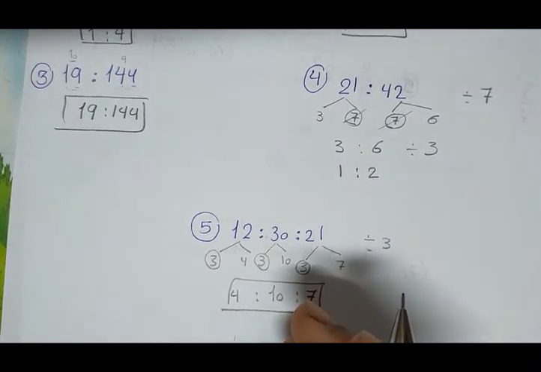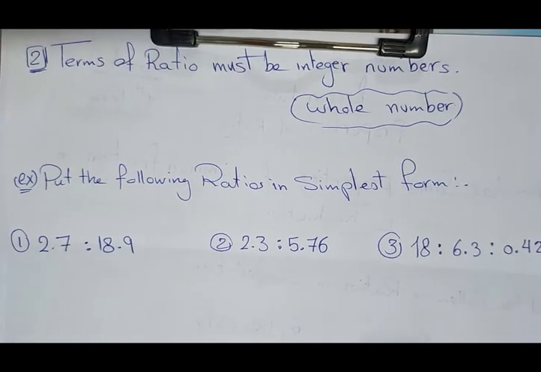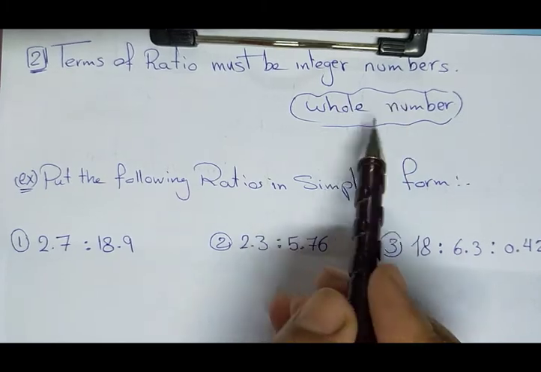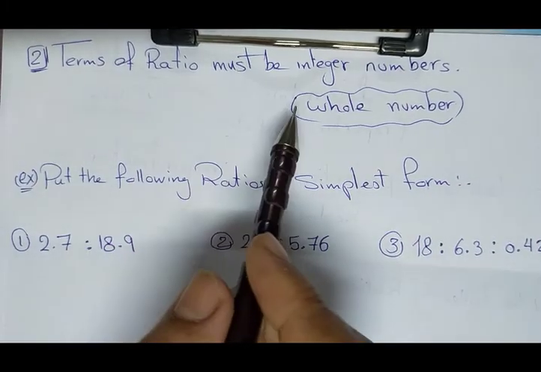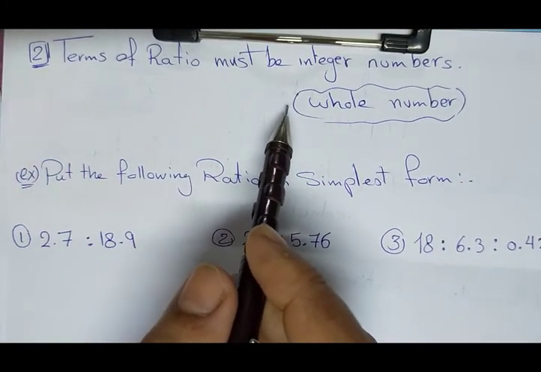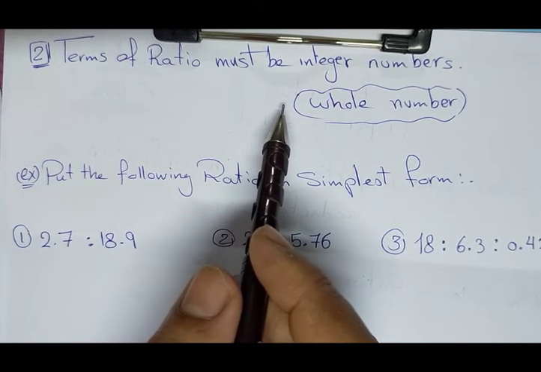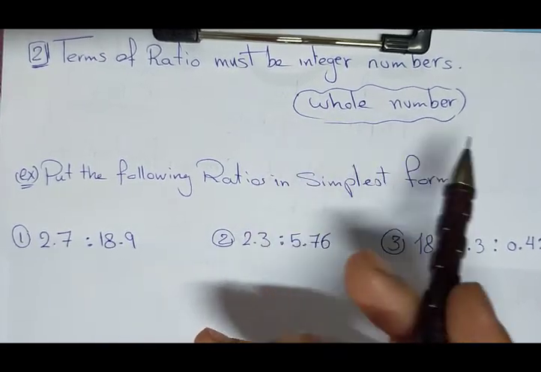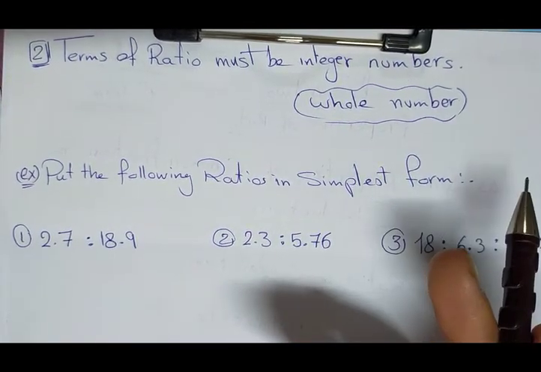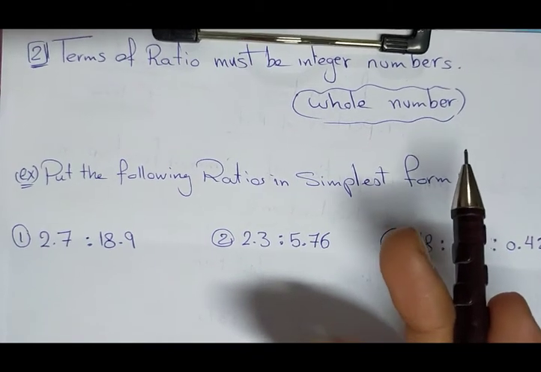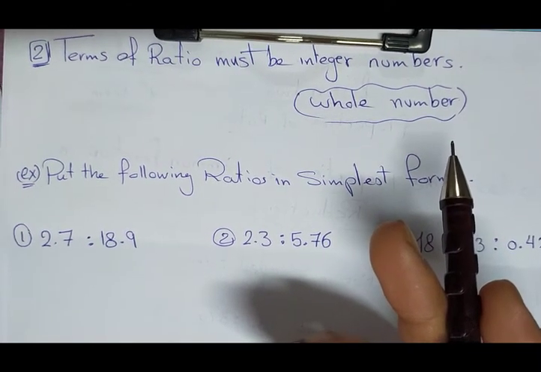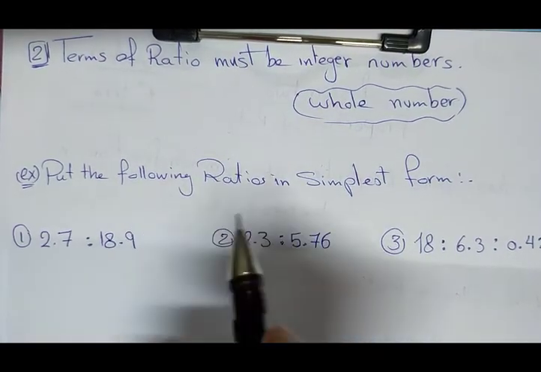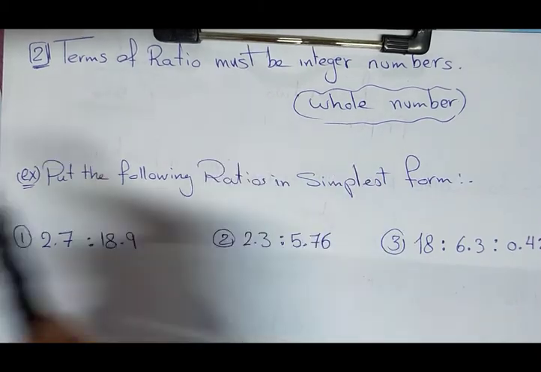Next property: the terms of a ratio must be integer numbers or whole numbers, like 144, 52, 76, 2, 0, 10, and so on. The terms must be whole numbers. We have types of numbers like decimals, which we studied before in grade 5, and fractions, which we studied before in grade 4. But here the terms of the ratio must be whole numbers.